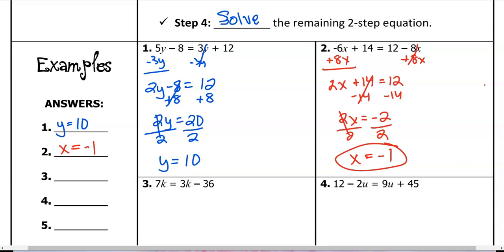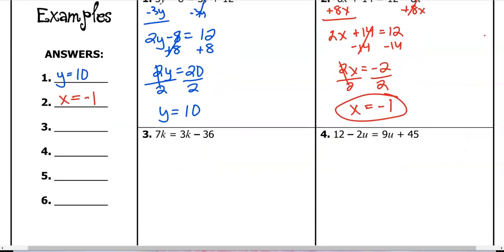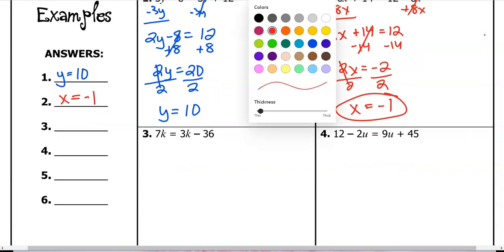When we do 12 minus 14, that brings me down below 0. So 12 minus 12, and then minus 2 more. We good? All right, number 3.